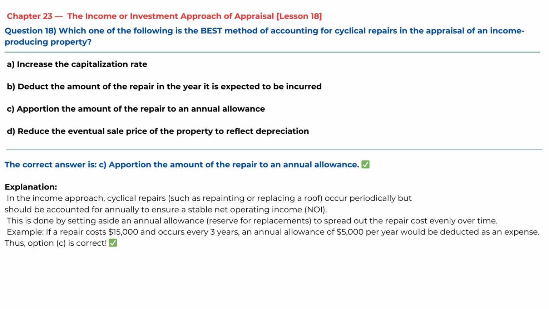Question 18. Which one of the following is the best method of accounting for cyclical repairs in the appraisal of an income-producing property? The correct answer is C. Apportion the amount of the repair to an annual allowance. Explanation.